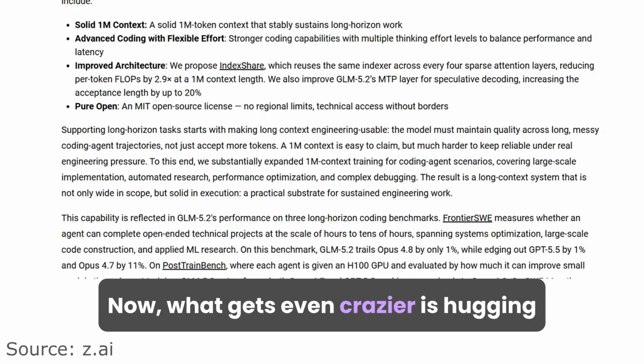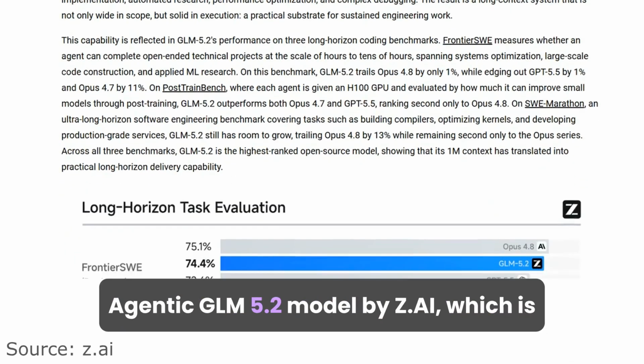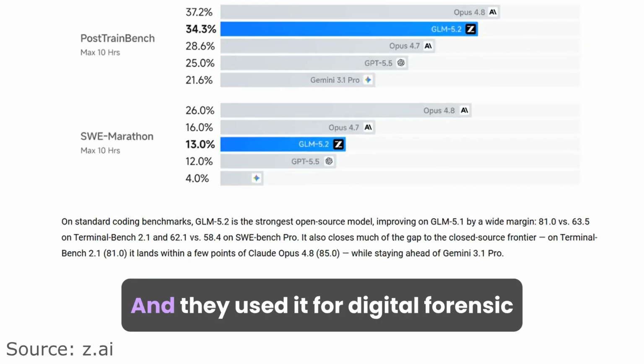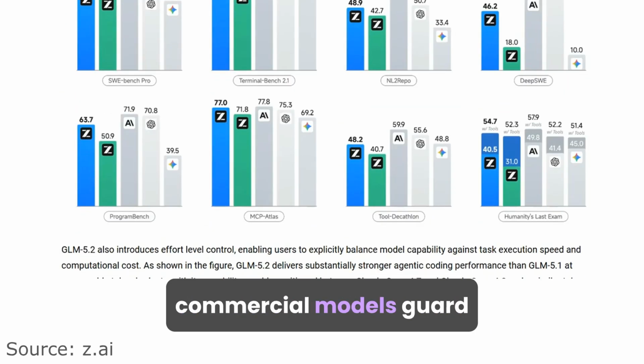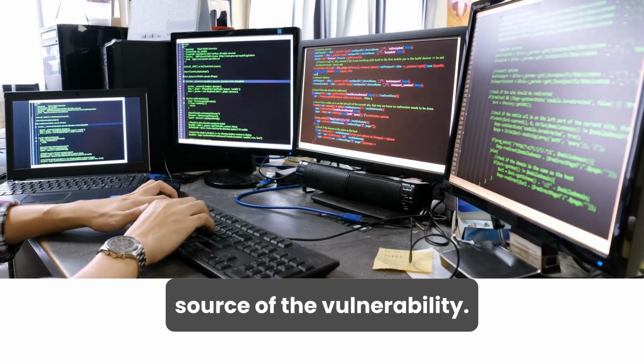Now what gets even crazier is HuggingFace announced that they used the Agentic GLM 5.2 model by Z.ai, which is open source. And they used it for digital forensic analysis because they found the commercial model's guardrails too restrictive to find the source of the vulnerability.